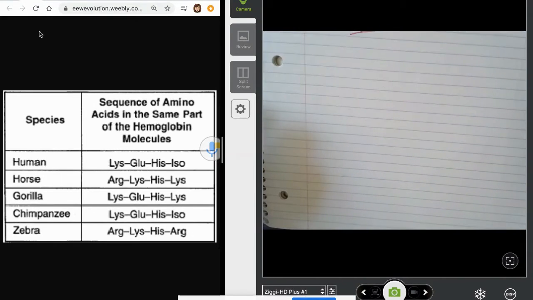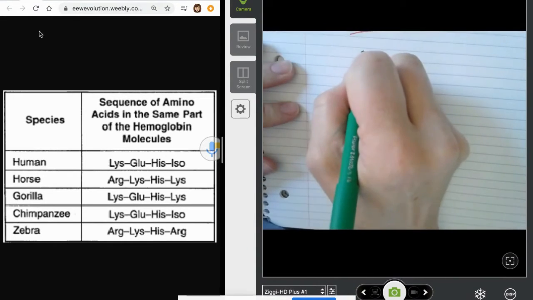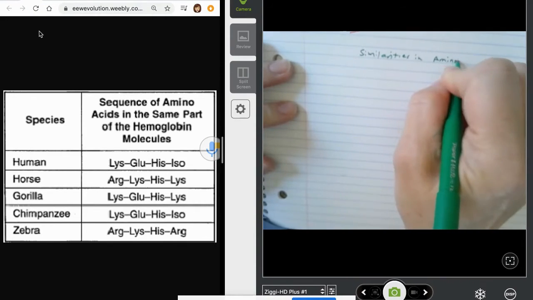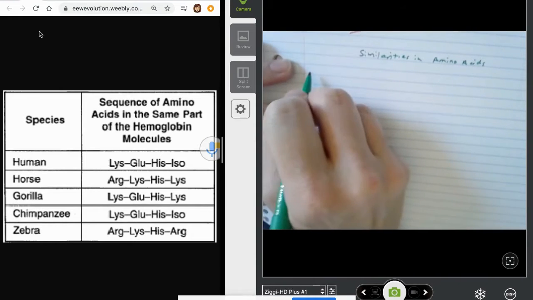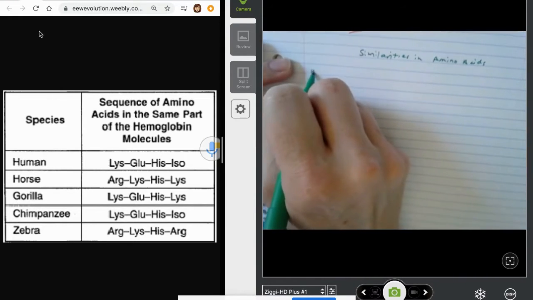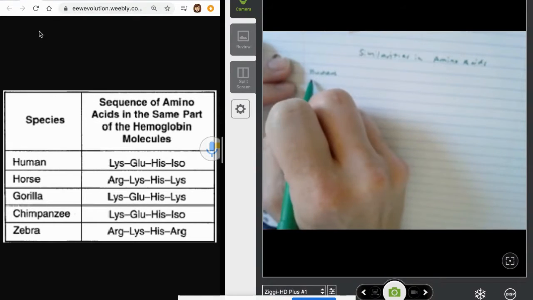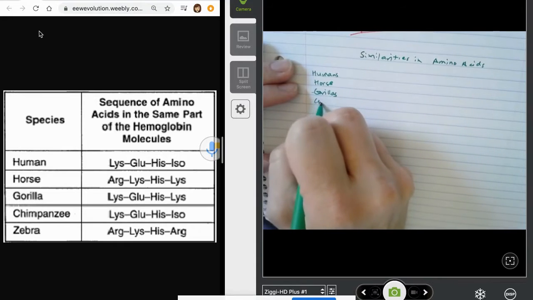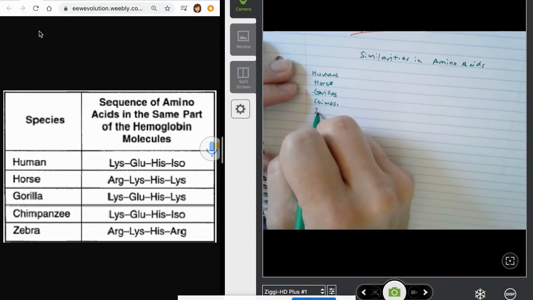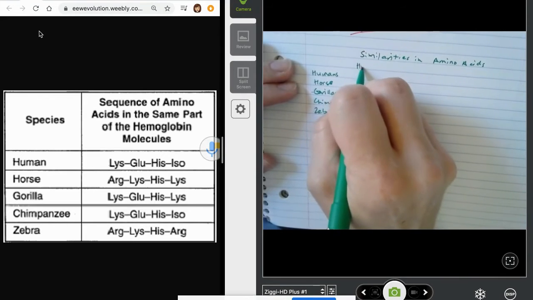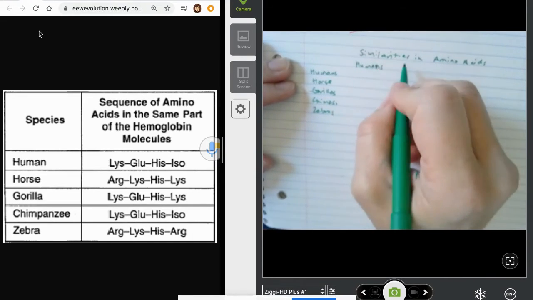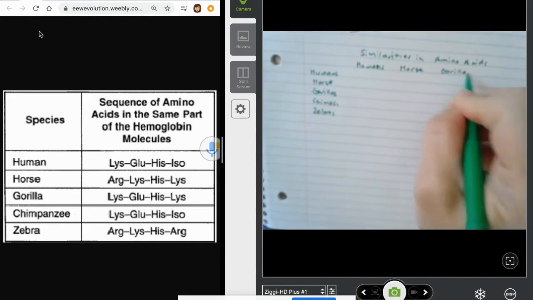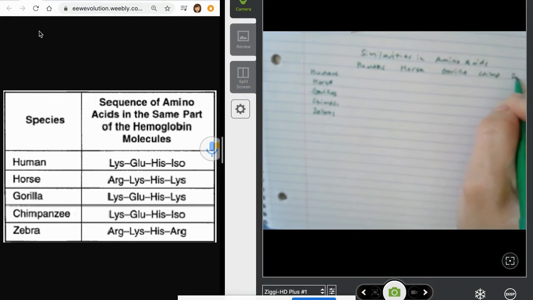So I'm going to go down here to the second half of this sheet. And I'm going to put in here similarities in amino acids. Okay, and I'm just going to put my species going down and across. So we have humans, horse, gorillas, chimps, zebras. And across here, humans, horse, gorilla, chimp, zebra.